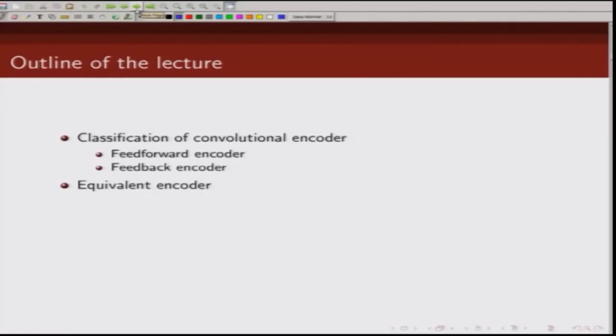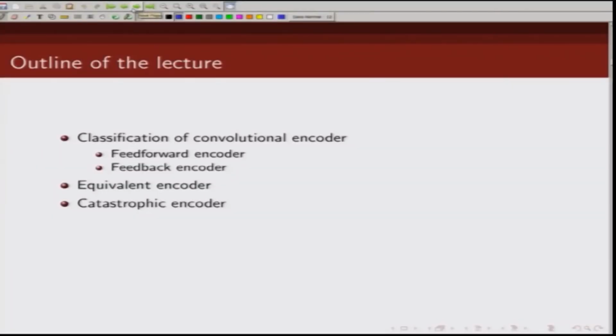The encoder where information bits can be separated out is known as a systematic encoder, and in a non-systematic encoder we cannot separate out information bits directly from the parity bits. So, we will talk about what we mean by a systematic encoder for a convolutional code and a non-systematic encoder, and then we will introduce this concept of equivalent encoders. For every non-systematic encoder there is an equivalent systematic encoder, and through an example we are going to illustrate how we can get its equivalent encoder.